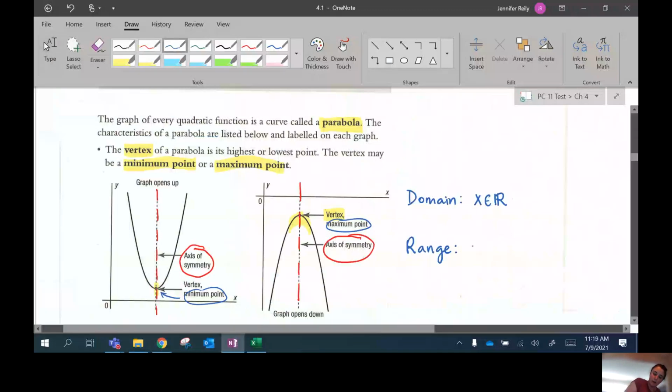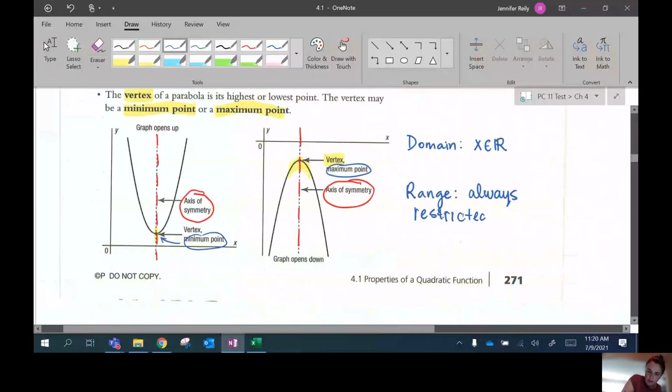So we'll put: always restricted by the vertex, to above or below the vertex. Oops, my pen's not working. Hold on. We'll practice writing the domain.